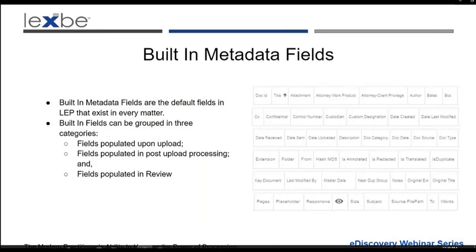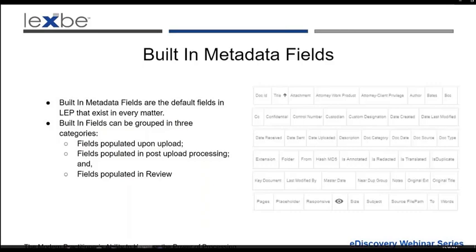Built-in fields that may be populated in the metadata extraction phase that occurs during automated processing include title, attachment, author, BCC, CC, date created, date last modified, date received, date sent, doc date, extension, from, hash MD5, last modified by, master date, original extension, original title, pages, placeholder, size, subject, source file path, to, and words.